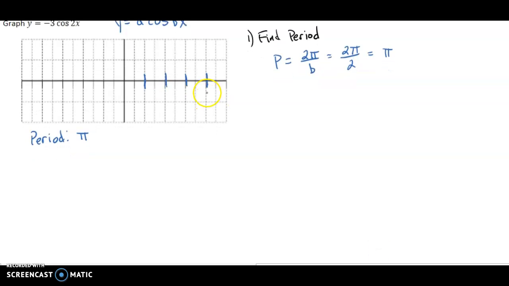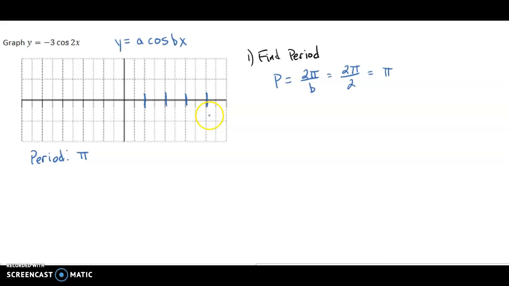Okay, then you can just start with your period and say this is pi, and then we're going to cut pi in half. If you want to find half of something, just multiply it times 1/2. So half of pi is pi over 2. And then half of pi over 2, we multiply times 1/2, is pi over 4.